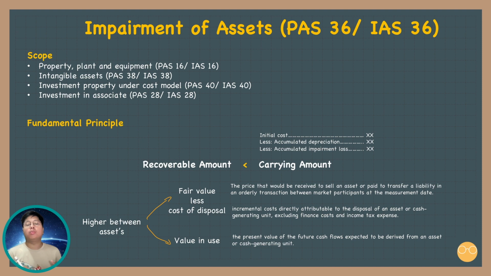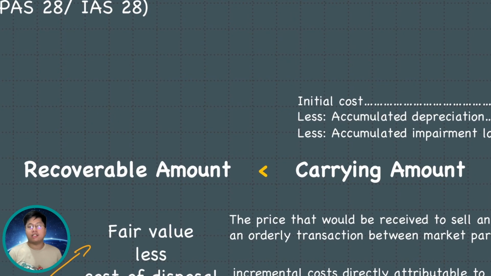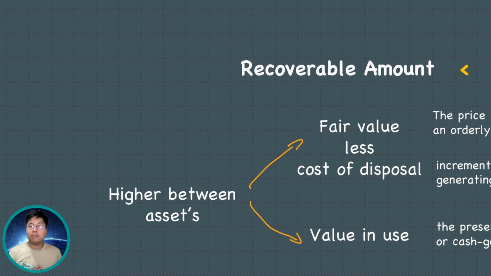Now that we know the scope of PAS 36 or IAS 36, let us deep dive into its fundamental principle. The standard says that a specific asset is impaired when its recoverable amount is less than its carrying amount. The recoverable amount is the higher between the asset's fair market value less cost of disposal, and we are going to compare it to the value in use.